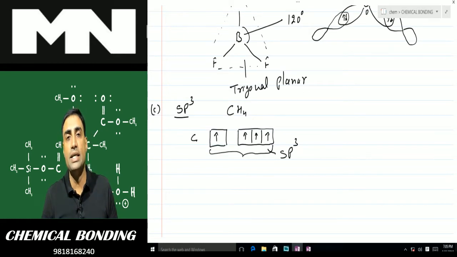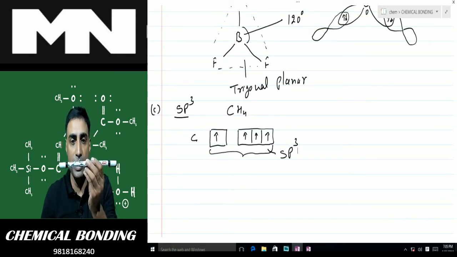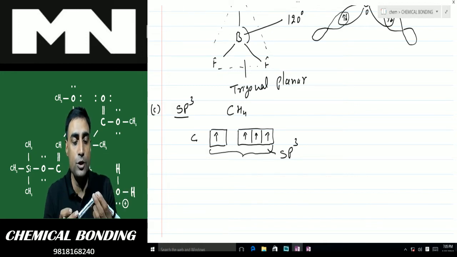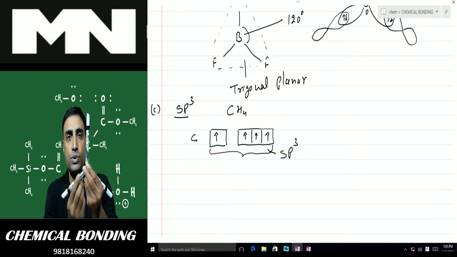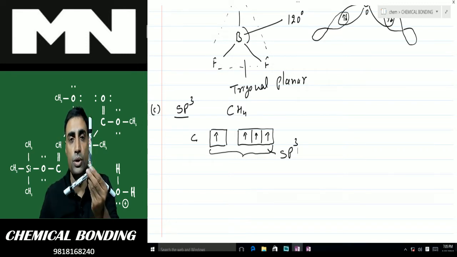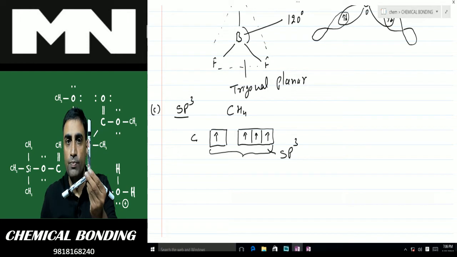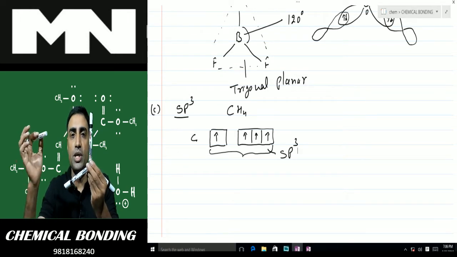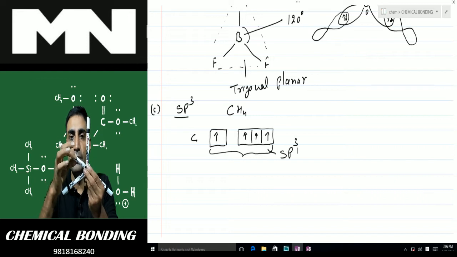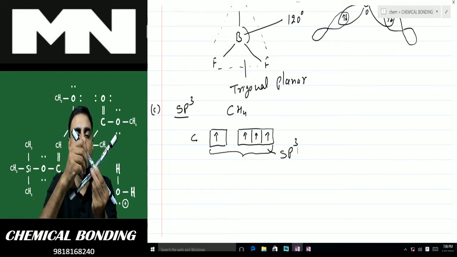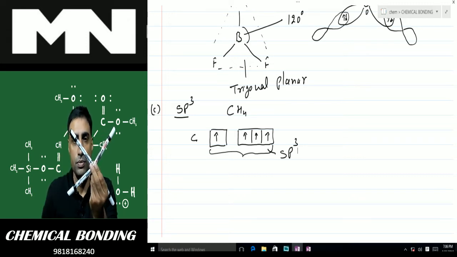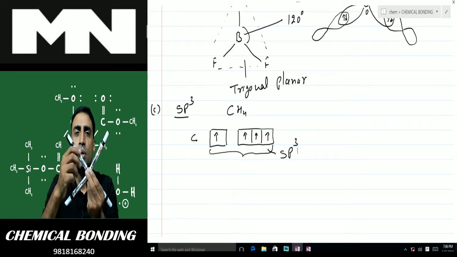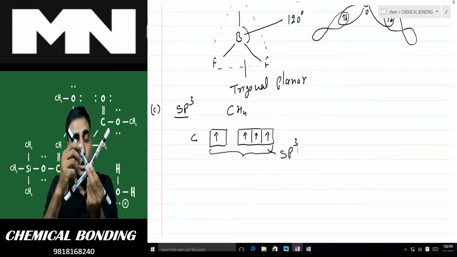I taught you that in sp the shape is linear, with minimum repulsion at 180. Then in sp2 the shape was trigonal planar, like this. Now the question comes to our mind, what about the 4th bond? Here the hybrid orbitals will be 4. The possibility is that the 4th orbital will come in the same plane. If it comes in the same plane, this will bend and the shape will become somewhat like this, that is a square planar. So one symmetry which is possible is square planar.